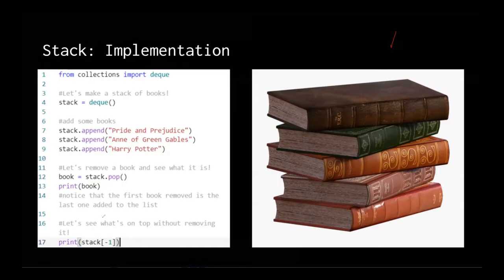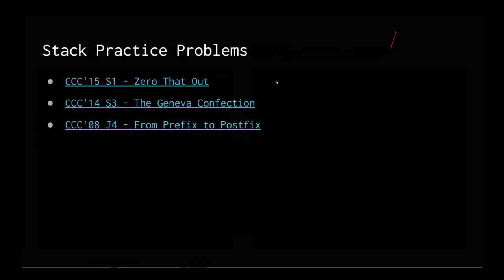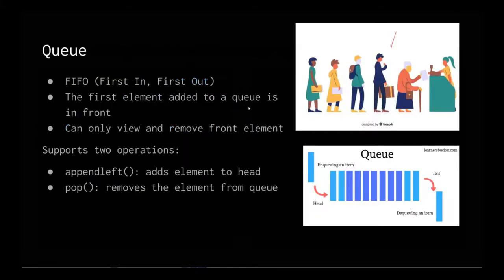But there's actually a way to view this. I think in other languages it would be dot top or dot peek. That's how you would do it in other languages. But in Python, it's really cool because it acts like a list, so you can view the top element without even removing it, which is very useful. So those are some stack practice problems if you want to try them. And we will come back to them later.